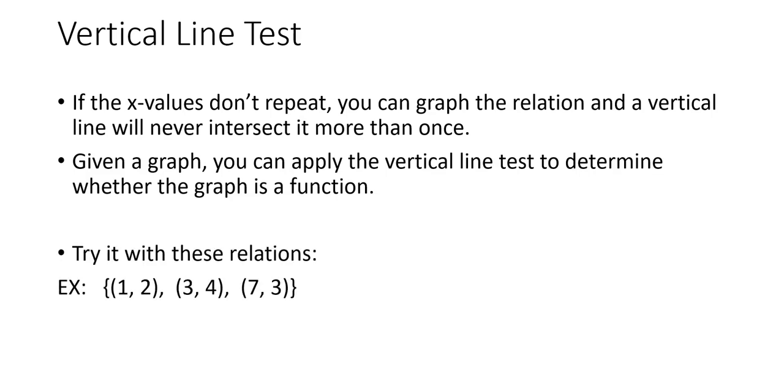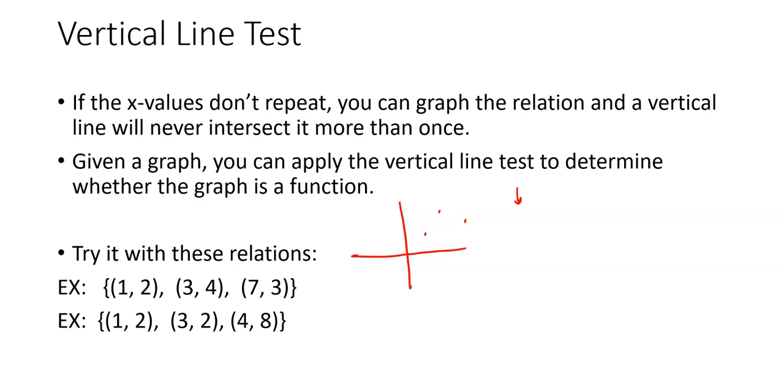One way to look at that is to see whether or not the x's repeat. So like for that first one, you've got 1, 2, you've got 3, 4, and you've got 7, 3. Okay, so 1, 2 is over here, 3, 4 is over there, and 7, 3 is over there. Try drawing vertical lines. They'll never intersect more than one point at a time, so that first thing is a function.